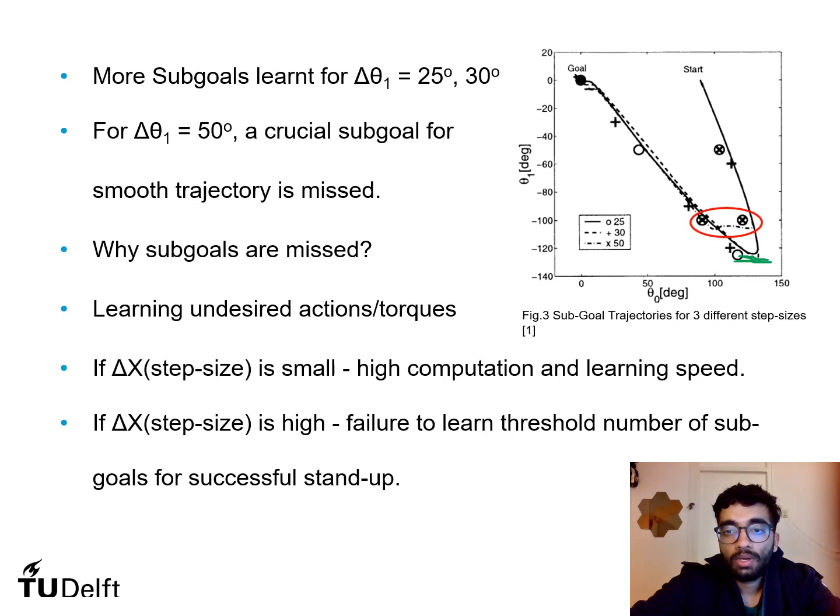The crucial subgoal is missed because of the limits in joint angles of theta 1. As I said in the previous slide, the joint angle range for theta 1 is minus 150 to 0 in the upper level. So the two discrete actions it can take at the upper level are minus 50 and minus 100 degrees. As a subgoal at theta 1 equal to minus 125 is not learned, the lower level needs to learn complex trajectories instead of a smooth trajectory. So there exists a certain range of step sizes for a successful standup behavior.